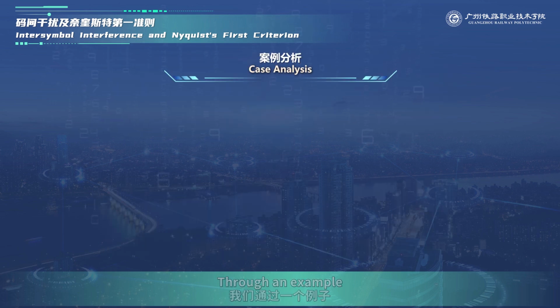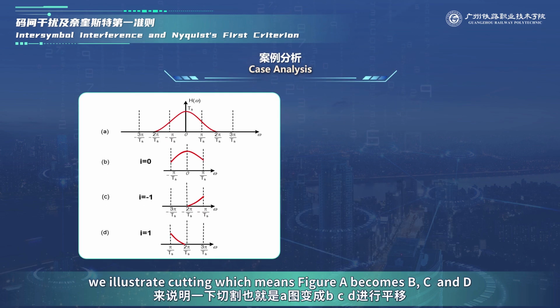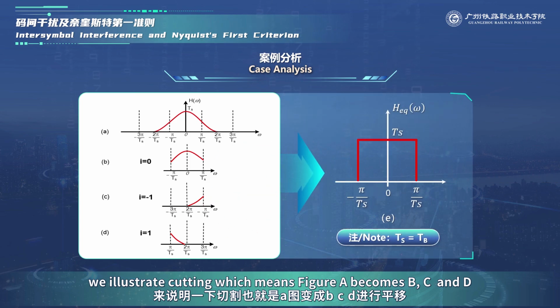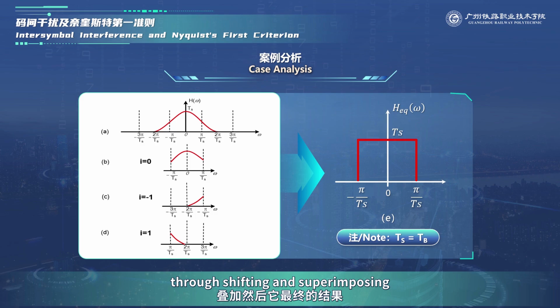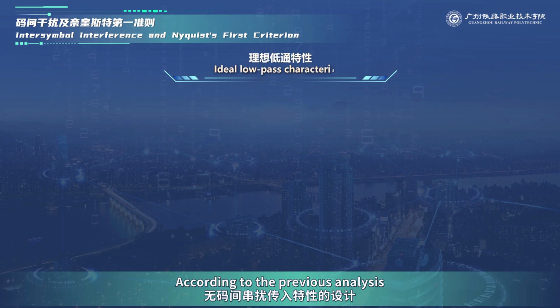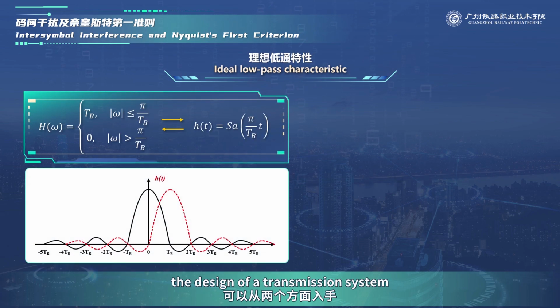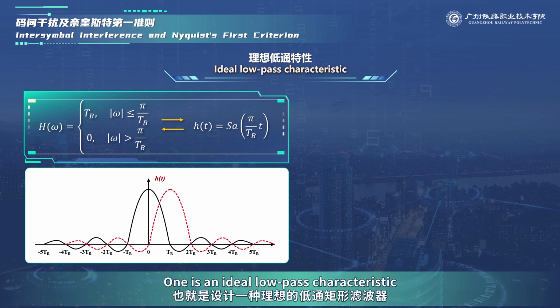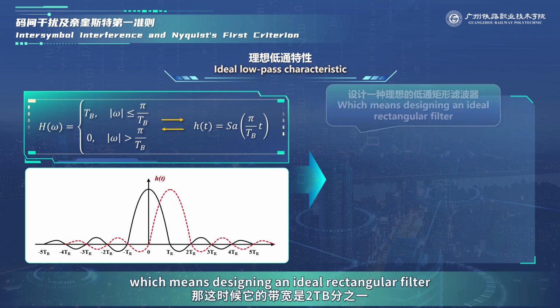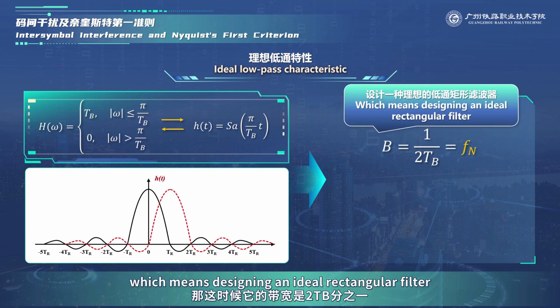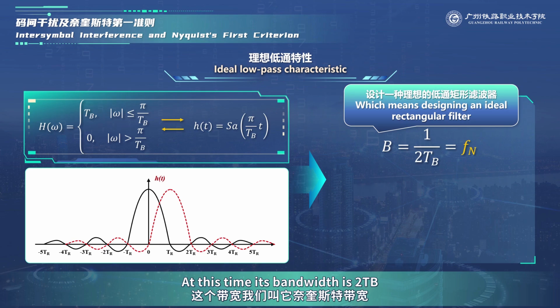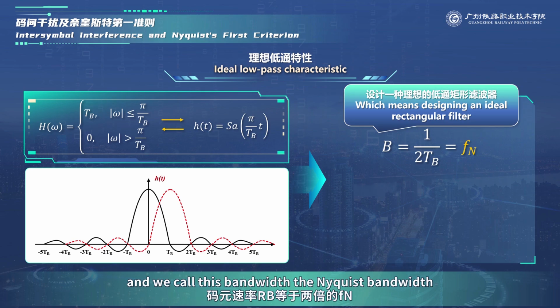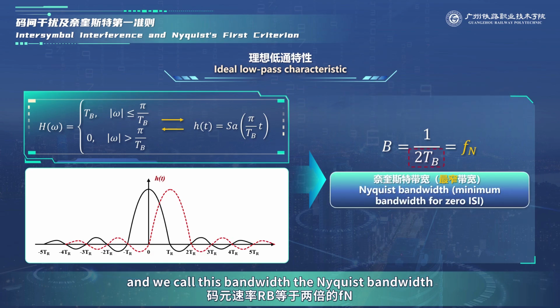Through an example, we illustrate cutting, which means figure A becomes B, C, and D through shifting and superimposing, and the final result. According to the previous analysis, the design of a transmission system without intersymbol interference can start from two aspects. One is an ideal low-pass characteristic, which means designing an ideal rectangular filter. At this time, its bandwidth is 1/(2TB), and we call this bandwidth the Nyquist bandwidth.